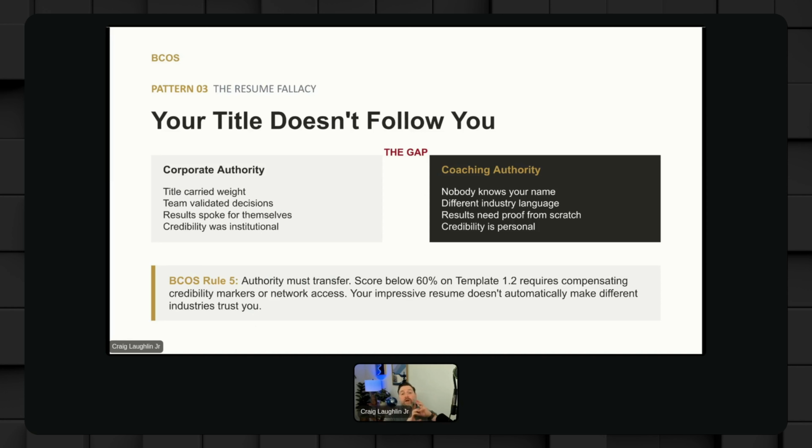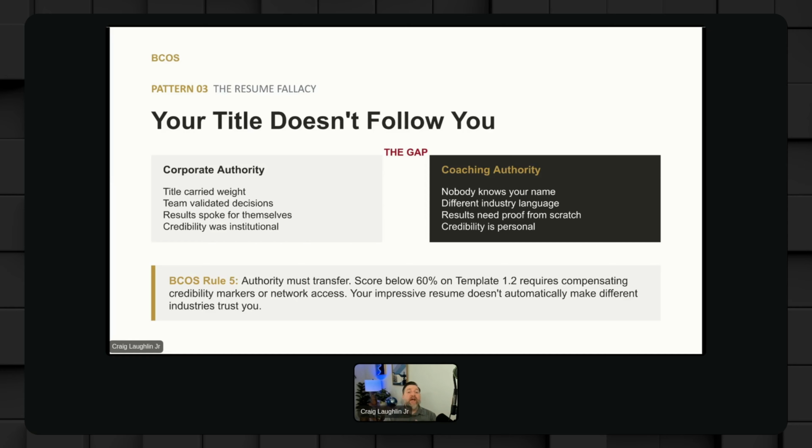Pattern 3, and this is the one that catches experienced professionals off guard because it challenges something they've built their identity around, their resume. This is the resume fallacy, and it goes like this. I was VP of sales at a mid-market SaaS company for 15 years. I built teams, I closed enterprise deals. I know sales inside and out. So obviously, I should coach sales leaders. Now, on the surface, the logic might seem bulletproof. Of course, you should coach in an area where you have deep expertise. Now, here's the problem. The problem isn't the expertise. The problem is the assumption that the expertise automatically translates into coaching authority in that same space.